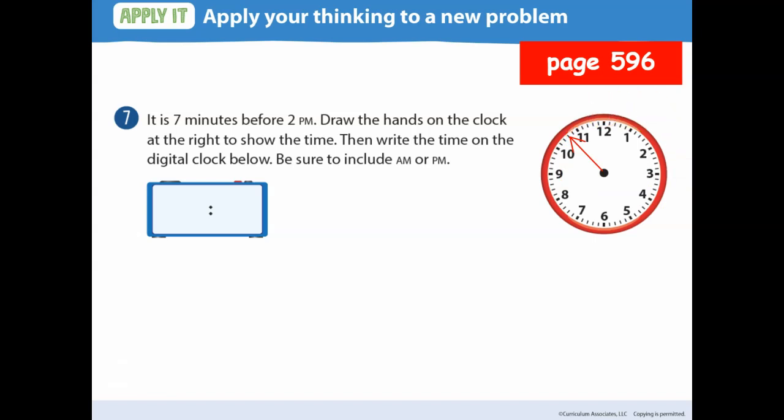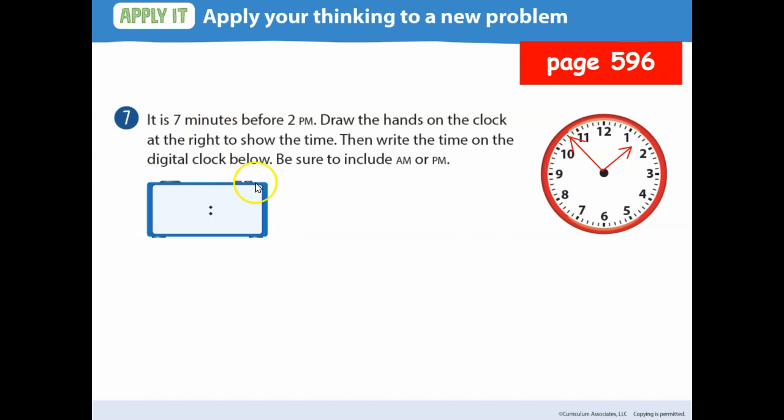It says draw the hands on the clock at the right to show the time. So right there. So if it's before 2, where's my hour hand going to be? Between what two numbers? 1 and the 2. 1 and the 2, yeah.